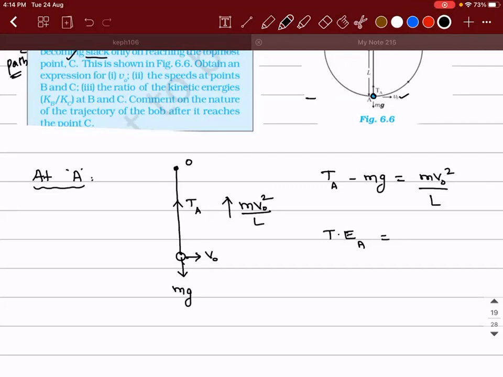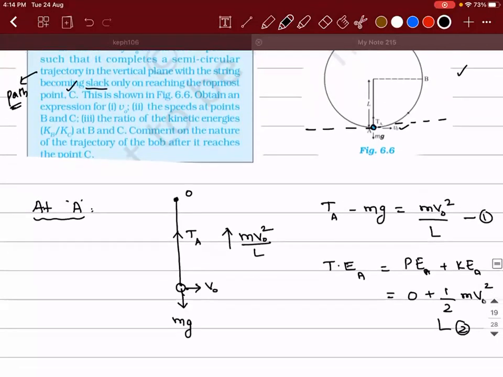If I take this line as the reference, the potential energy at point A plus the kinetic energy at point A. The potential energy at point A will be 0. What is the kinetic energy at point A? It is half into m into v0 square. Correct? So let this be equation number 1. Let this be equation number 2. Please note down till this point.